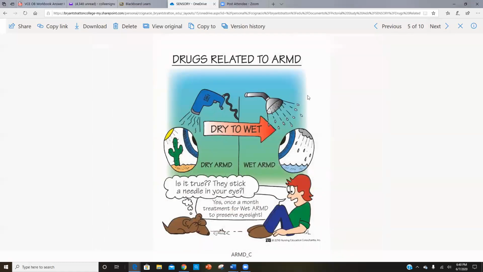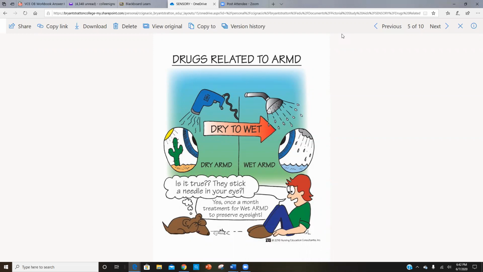So we are going to talk about macular degeneration. Okay, and so we have here ARMD. All right, so when we're talking about macular degeneration, it's often age-related macular degeneration, and it's a central loss of vision that affects the macula of the eye. There is no cure for macular degeneration, and so it is a common cause of vision loss in older adults. So as you can see by this pictorial, there's two types.